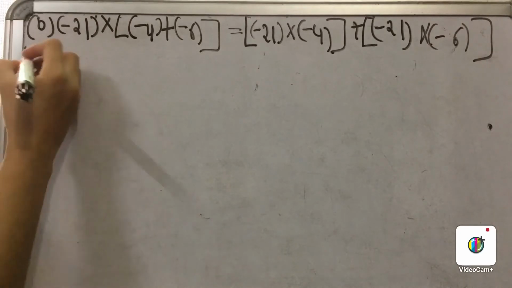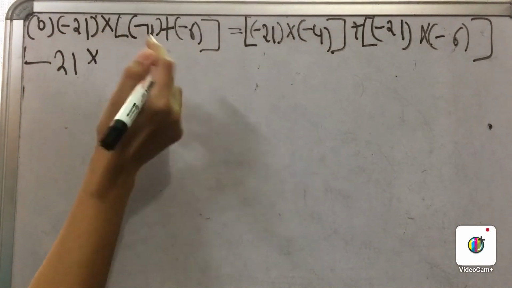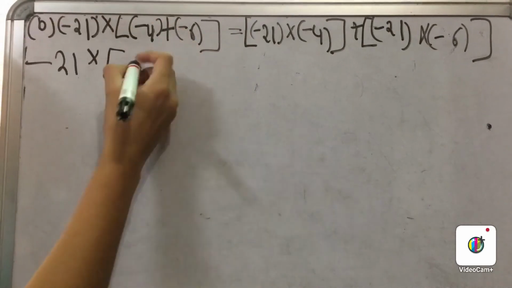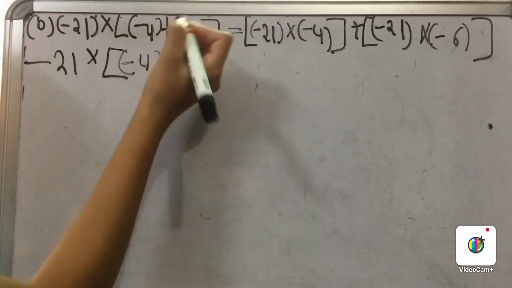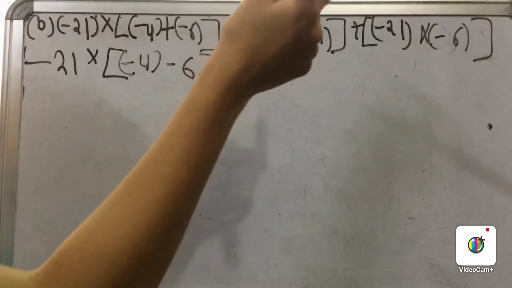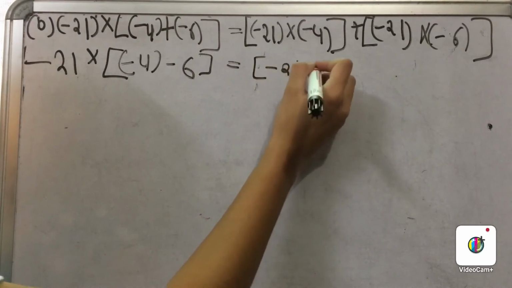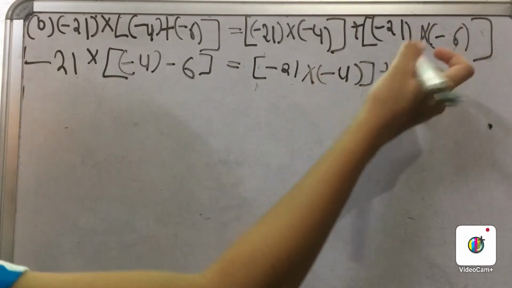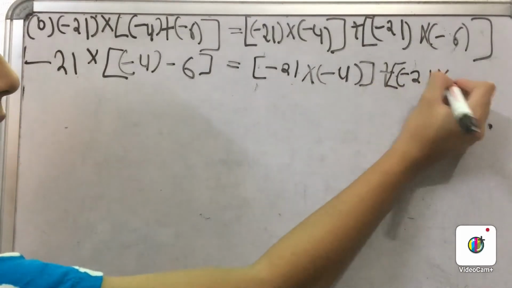So now here if I write minus 21 multiply, firstly we will solve the bracket. So this will be minus 4 plus minus minus, so this will be minus 4 minus 6, because plus minus minus. Actually there is no need to solve the brackets in this question because there is no plus or minus sign here, so you can simply write it as this.